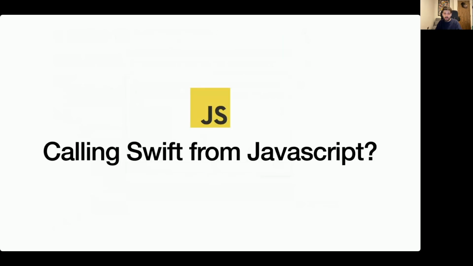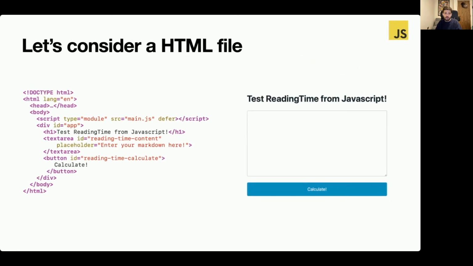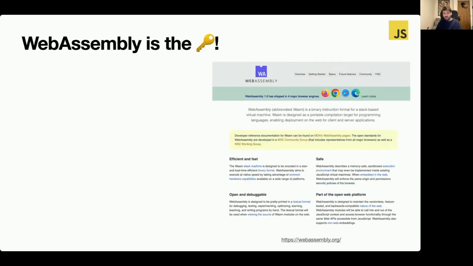We can actually call Swift from JavaScript. So let's consider the following HTML file. This file looks very, very similar to what we had in Swift before. It's got a text area and it's got a button. When the user types something into the text area and hits submit, we want to calculate how long it would take to read the Markdown content that they've entered. So how do we do this? We can do it with WebAssembly.